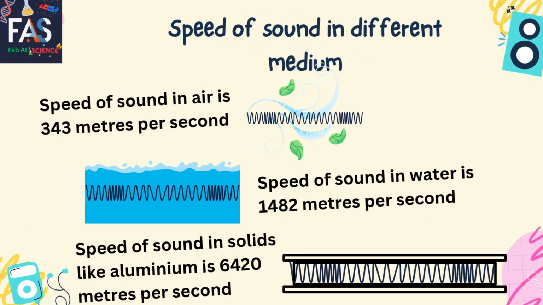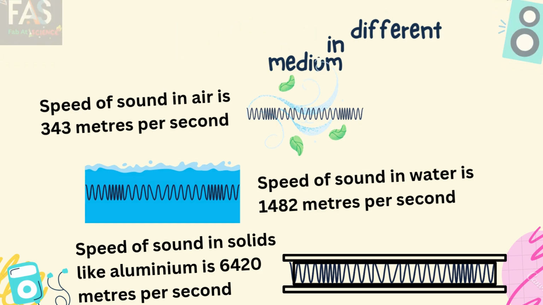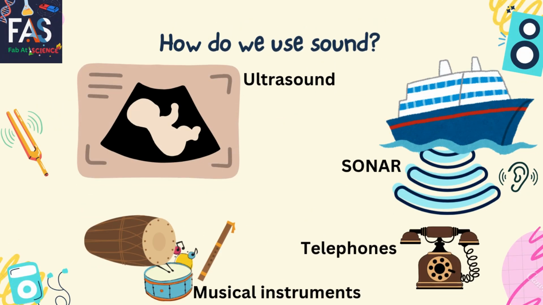Now let's talk about how fast sound travels. The speed of sound depends on the medium it's traveling through. In air, sound travels at about 343 meters per second. But in water, sound moves a lot faster, around 1482 meters per second. And in solids like metal, it travels even faster. Cool, right? That's why you can sometimes hear things before you see them, especially if the sound is traveling through a solid medium.